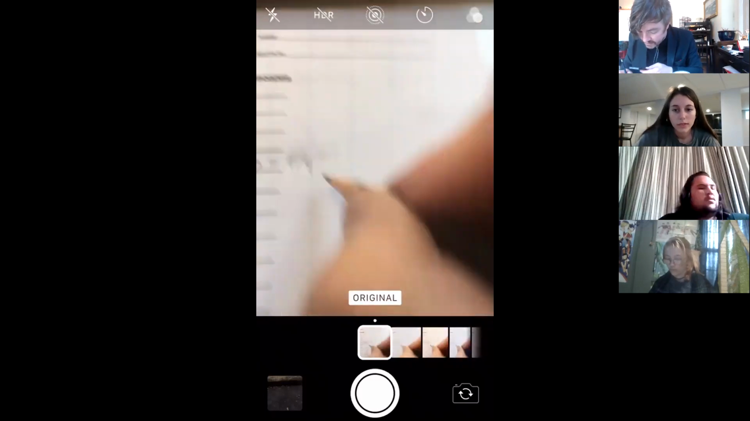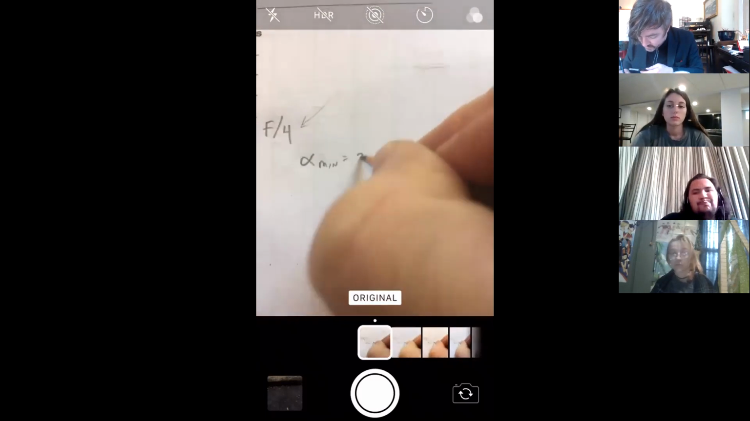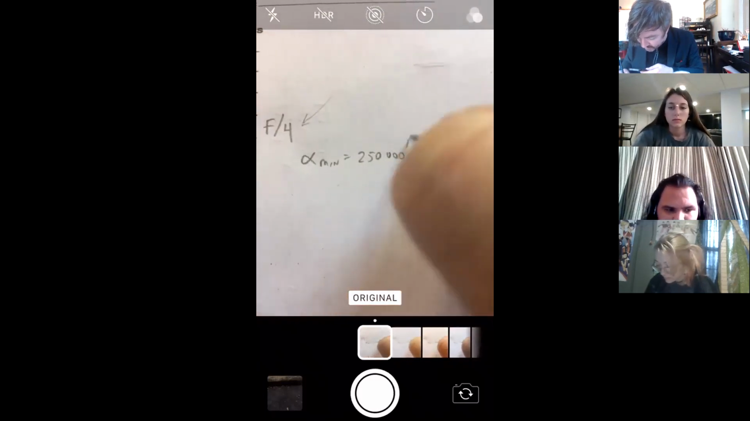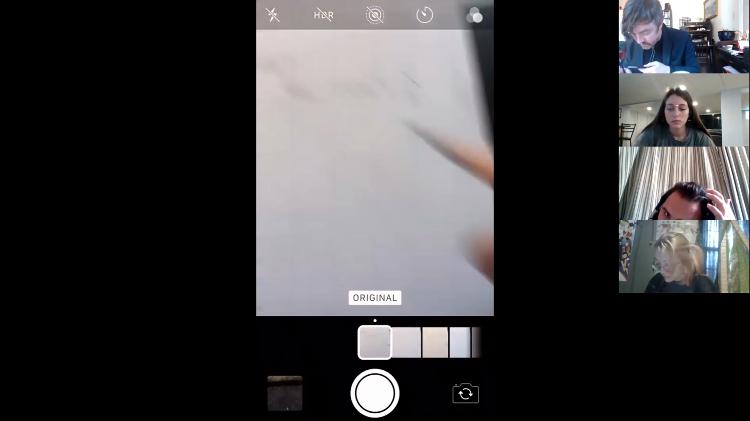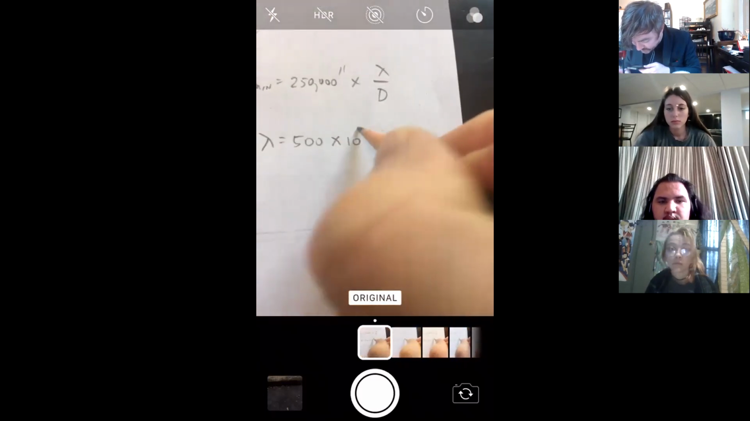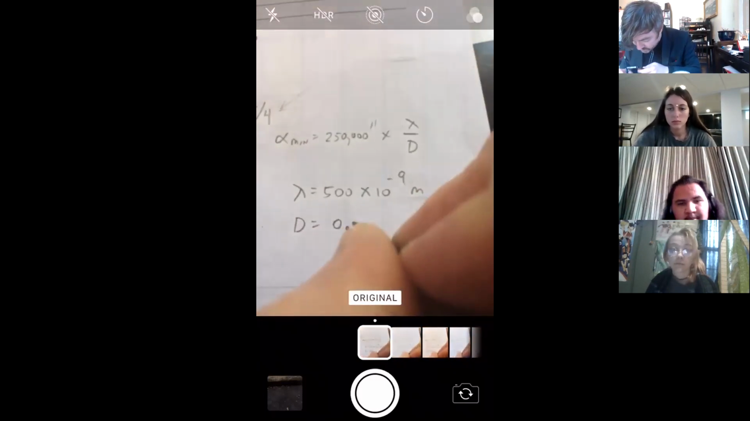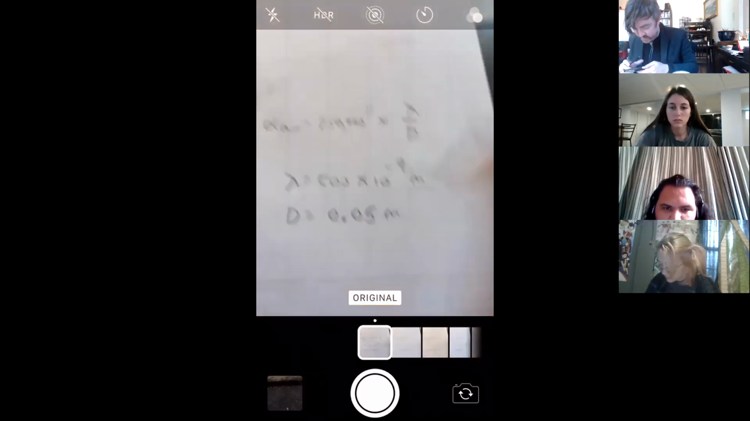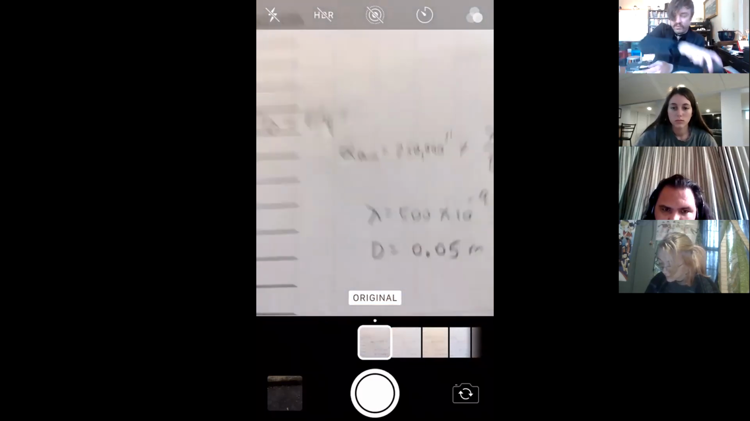You guys remember that you learned a formula for resolution today. It's limited by diffraction. And the minimum angle is 250,000 arc seconds times the wavelength divided by the diameter. The wavelength is optical light, which is around 500 nanometers. The diameter is 5 centimeters, which is 0.05 meters. So if I plug these into this formula, let's check out what I get.